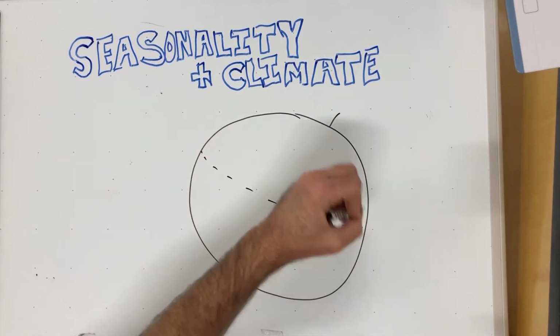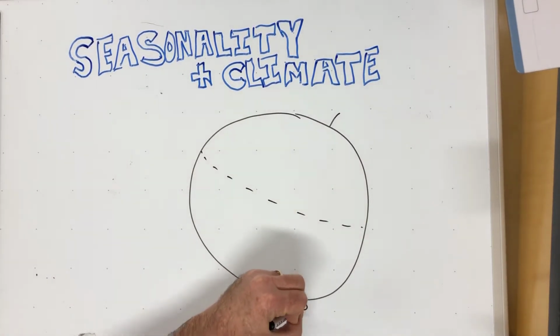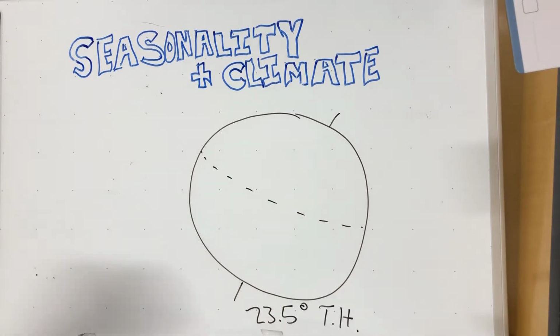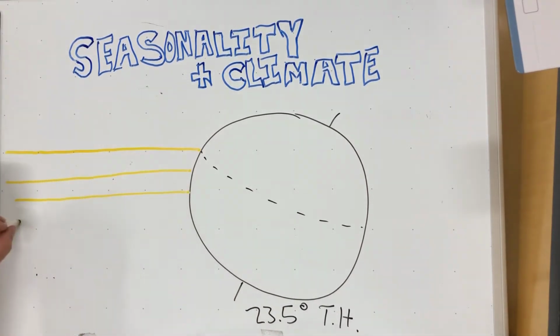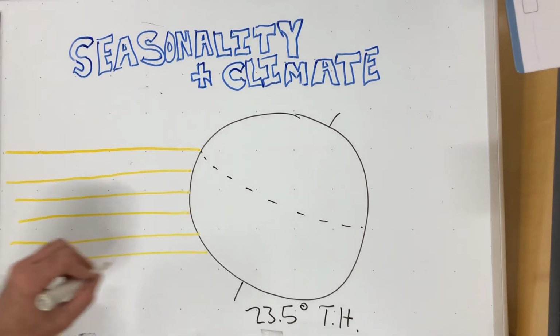Now, the Earth is not straight up and down. It rotates on an axis which is tilted 23.5 degrees from the solar system's plane of the ecliptic. This means that at different times of the year, the sun is going to strike the Earth at different angles, depending on the sun's position around the Earth.